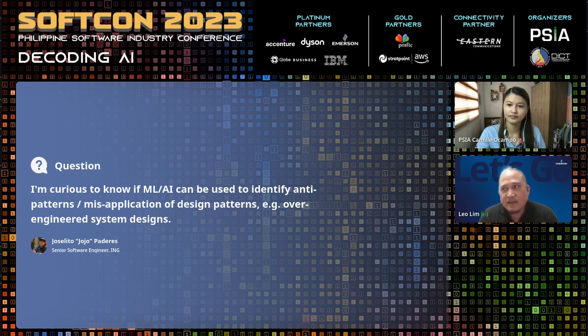Like I said earlier, typically for someone who is just getting into it, part of the learning process is trying to apply design patterns even if there's no need to apply design patterns. And sometimes you end up over engineering. I think ML AI can be used for that as well. It's always a possibility, right?